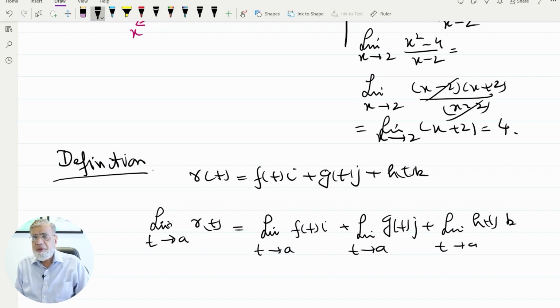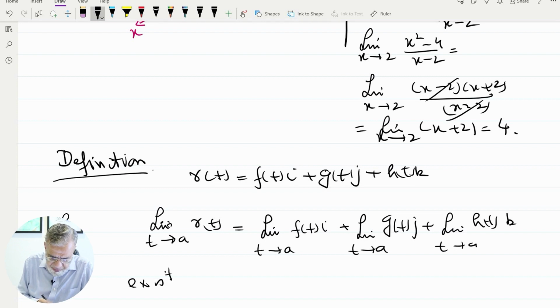Okay. So you can see we are taking the limit of each component and each term, with the x coordinates, y coordinates, z coordinates. We take the limit of f of t, limit of g of t, limit of h of t. All of them must exist, and then we say this limit exists.